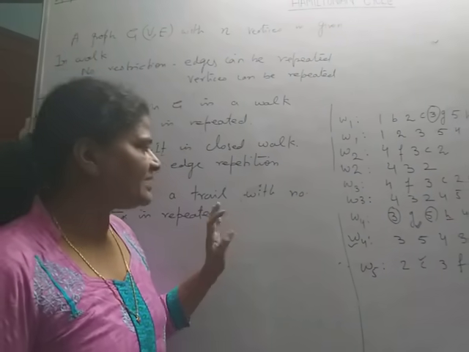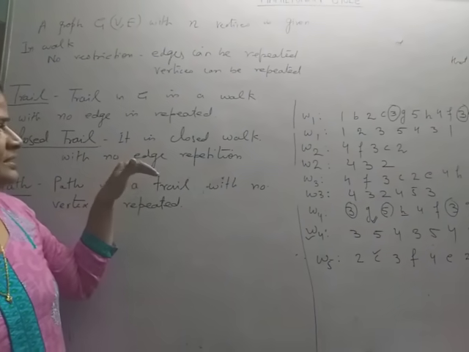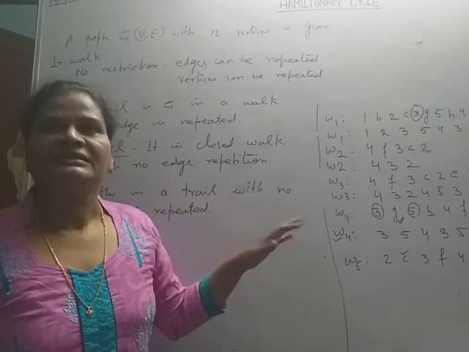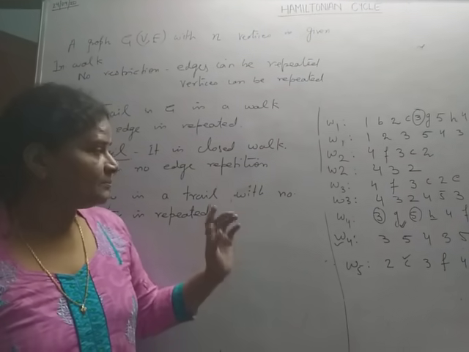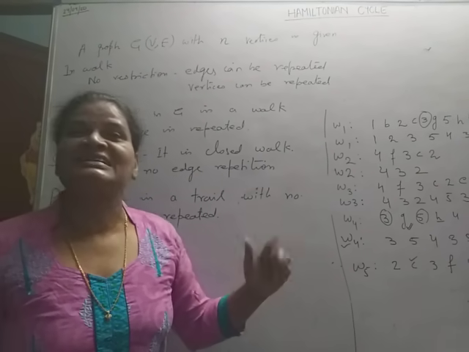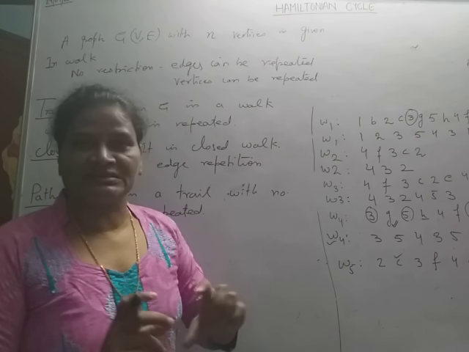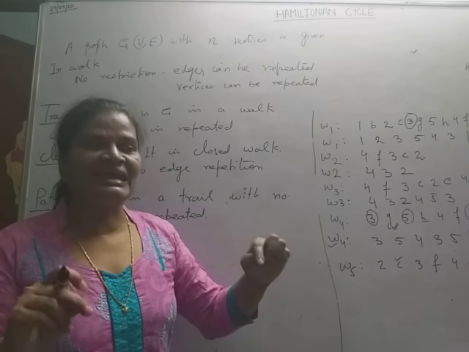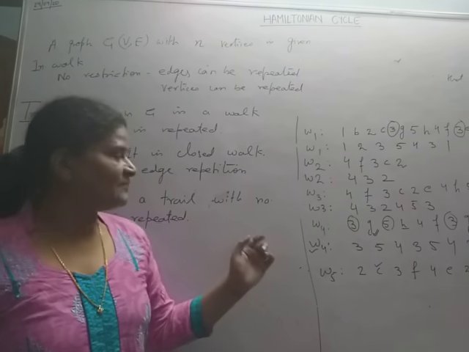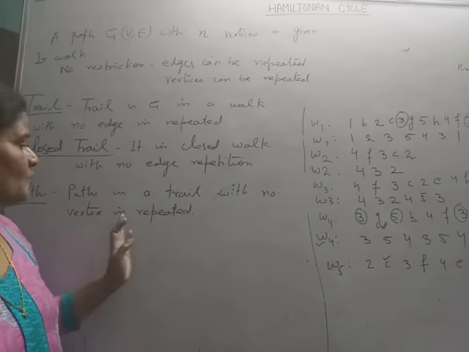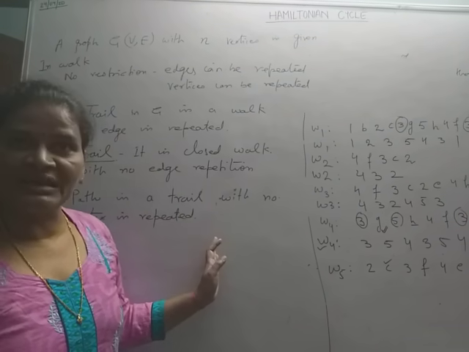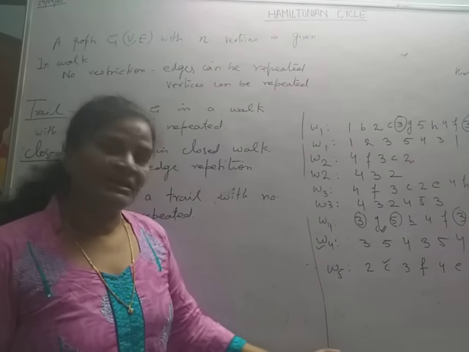Clearly understand: if there is no edge repetition, then the vertex can be repeated. But if the vertex is not repeated, then the edge cannot be repeated, as by the definition, an edge is incident on vertices. So if I am imposing the condition that no vertex is repeated, it means the edge cannot be repeated.